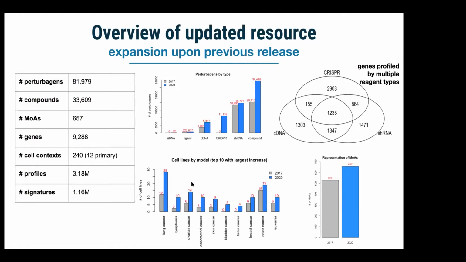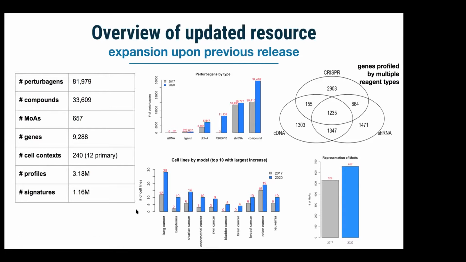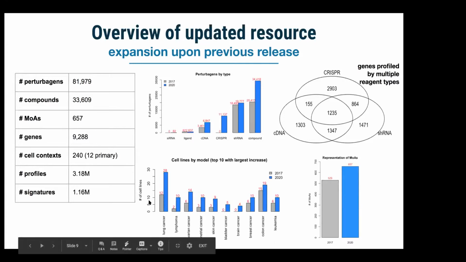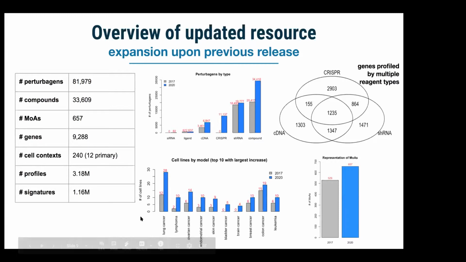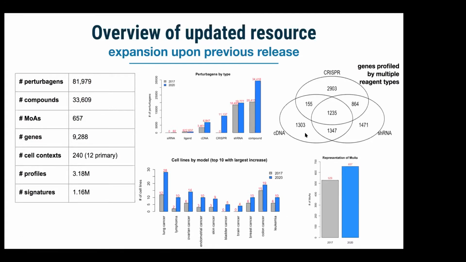In terms of cell lines, these are the top 10 cell models that have had the largest increase relative to the 2017 data set. So the biggest increase is in lung cancer. We actually have a lung-specific focused subset of the new release, as well as lymphoma and leukemia, which are part of the hematopoietic subset of our data.